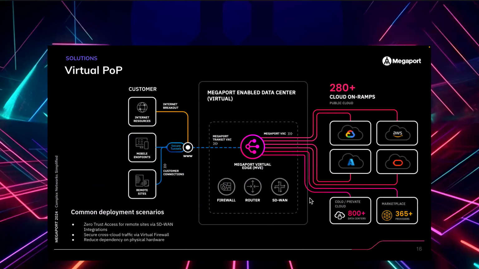Okay. Now, virtual POP is a Megaport Virtual Edge. And again, router, firewall, and SD-WAN that you're seeing here, I get a license from a Palo, a Fortinet, a Cisco, a 6WIND, a VMware. I put it on the compute, and it allows me to use internet resources, mobile endpoints, and remote sites to get to the Megaport Virtual Edge, and then build those layer 2 VXCs to the cloud and public and private endpoints, such as the marketplace.